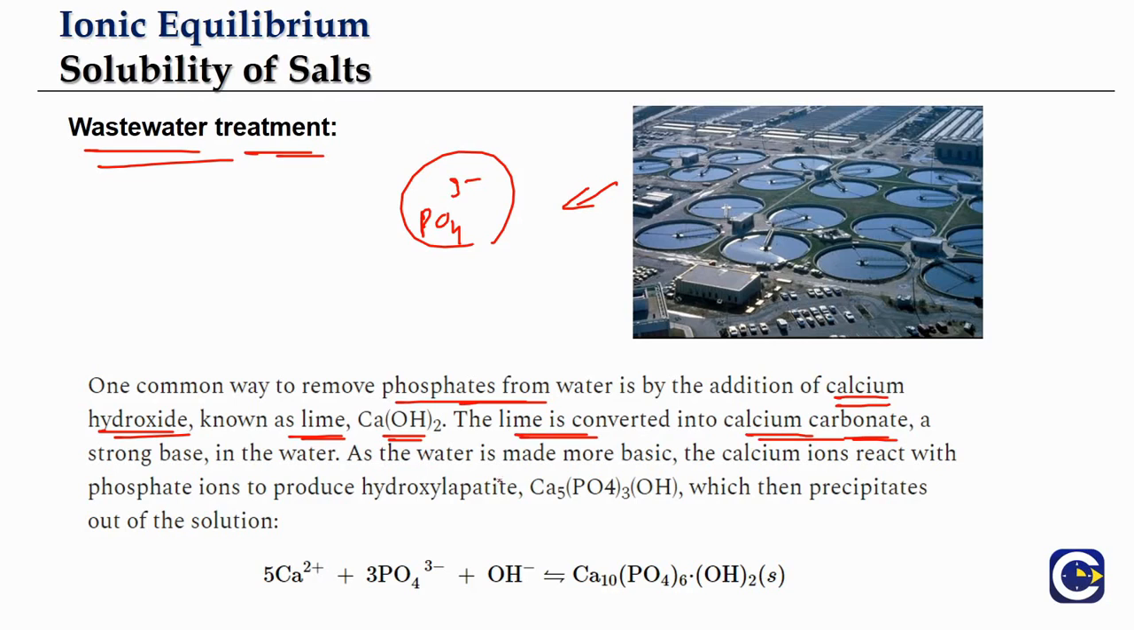Now when you have the lime, it is converted into calcium carbonate, and the calcium carbonate will then react with the phosphate ions, which will form a complex. The complex is what?